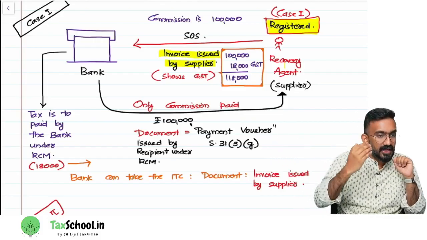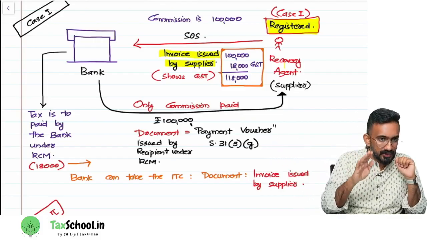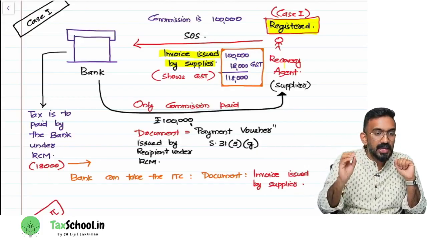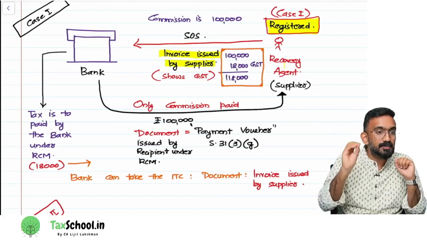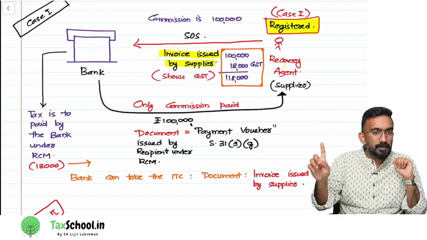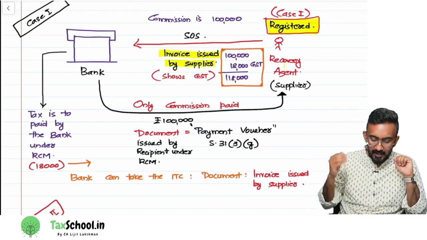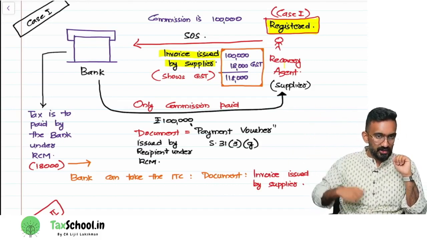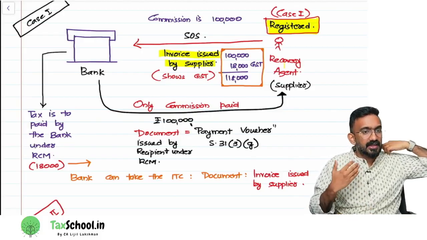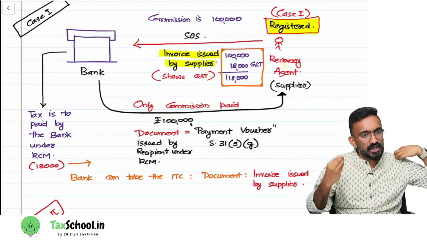So every recipient under reverse charge, when making payment to the supplier, will issue an additional document called a payment voucher. This is document number one. Here, the bank will pay tax under RCM. So tax is paid by the bank under reverse charge. I have written on the edge. And after paying this, the bank can take the credit. They have to pay this 18,000 by cash and then take the credit.